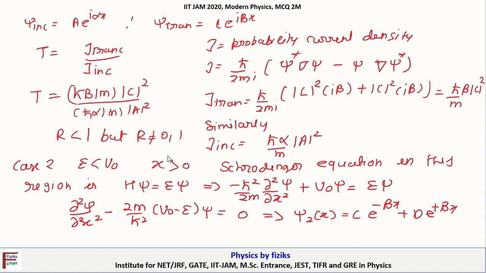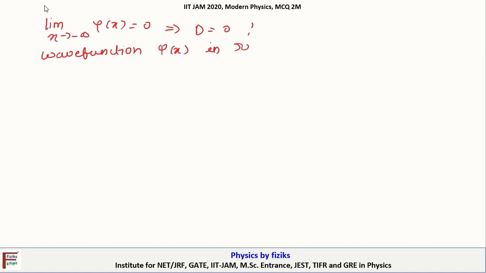Now, in the limiting case x tends to infinity, psi of x must be 0, which implies D equals 0. So the wave function psi of x in the region x greater than 0 is psi of x equals C e to the power minus beta x.